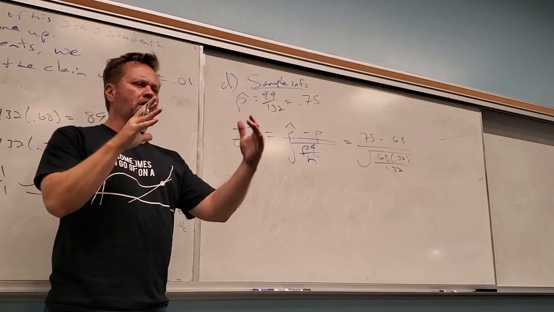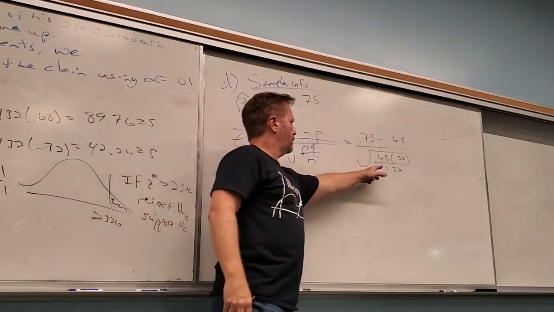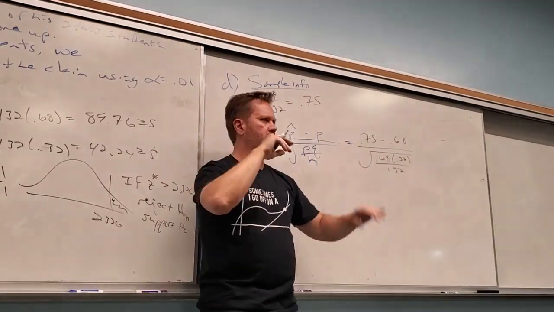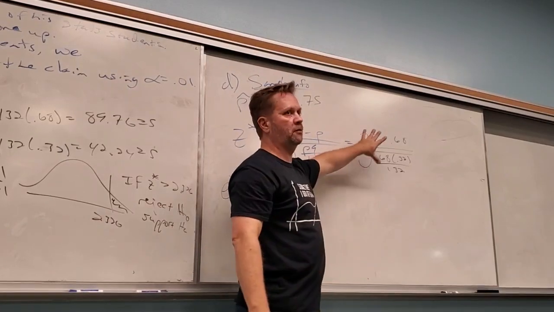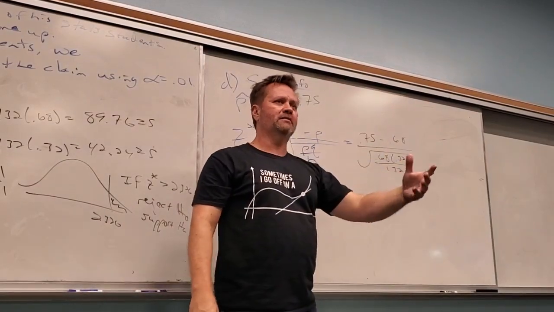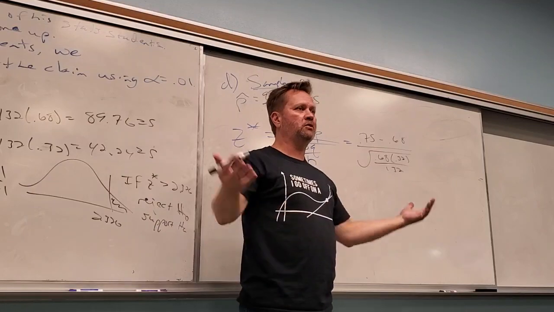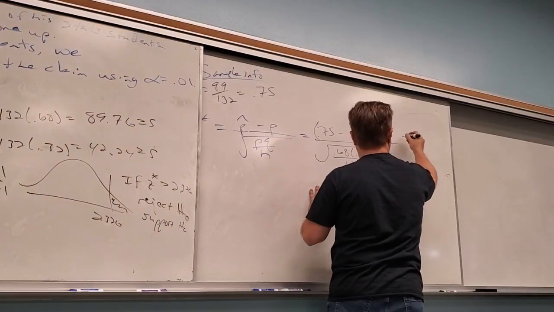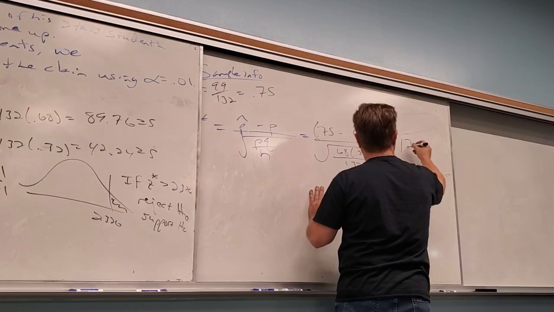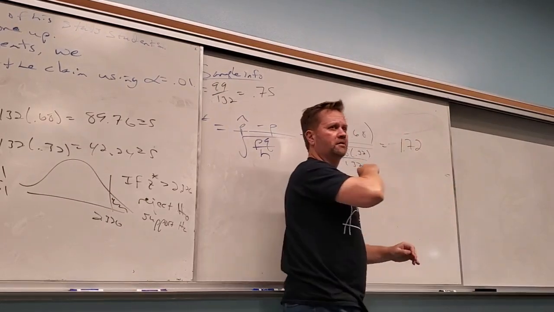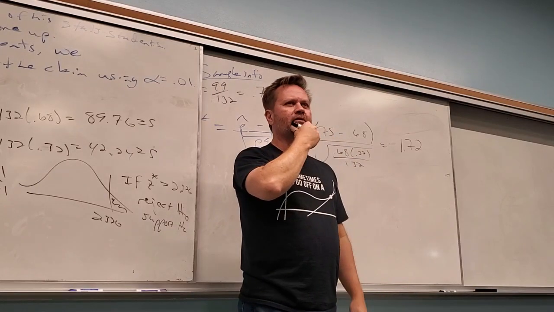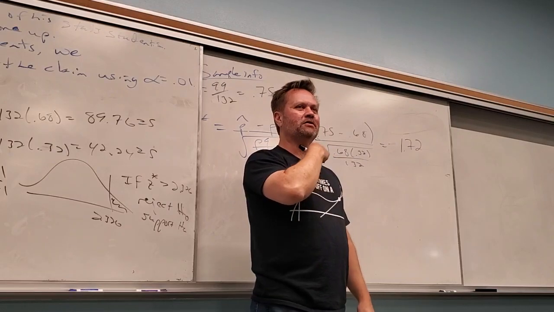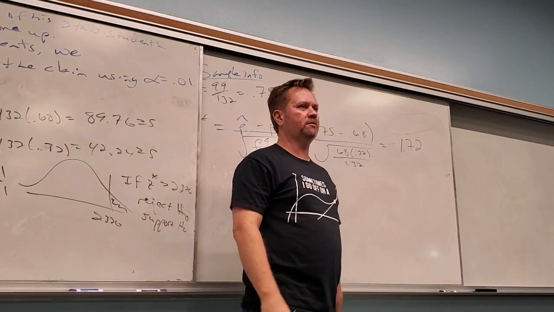So there's calc errors, there's people don't put the right number there, there's people that don't make the square root big enough or they make too many square roots or all kinds of things. But if you just write down what you're doing, you'll always get a few more points. If you don't write down what you're doing, I have to assume the worst. So when you put that in the calculator, what do you get? 1.72.